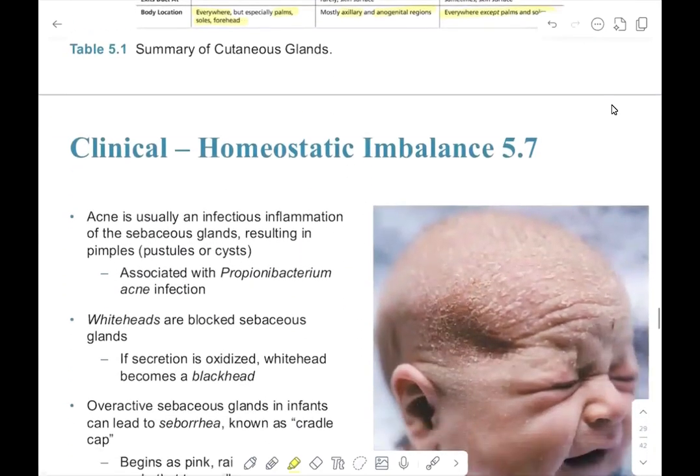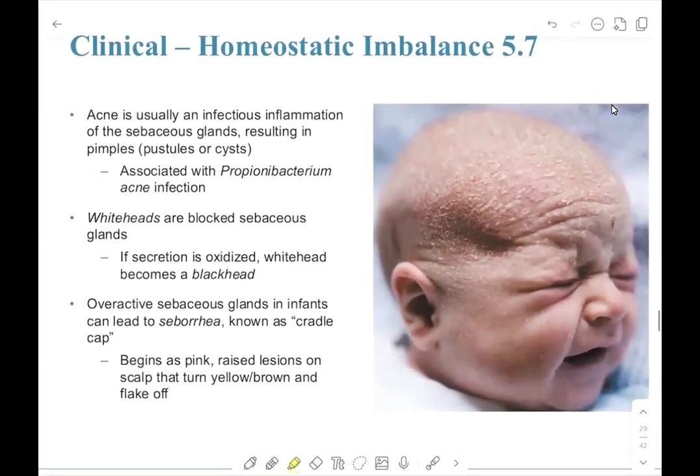So our next slide is a clinical homeostatic imbalance. Acne is usually an infectious inflammation of the sebaceous gland, resulting in pimples, pustules, or cysts. So it's associated with the Propionibacterium acnes infection. Whiteheads are blocked sebaceous glands. If the secretion is oxidized, that whitehead becomes a blackhead.